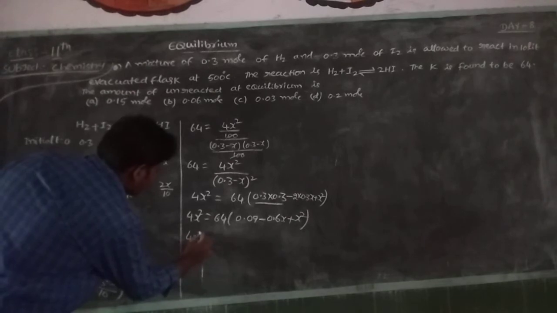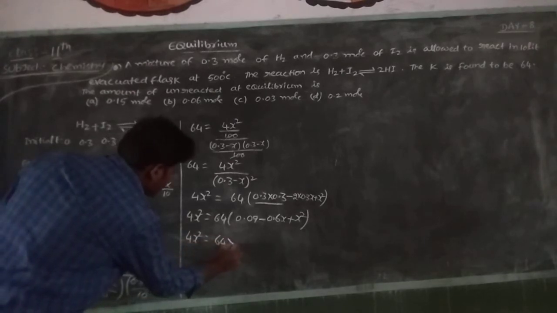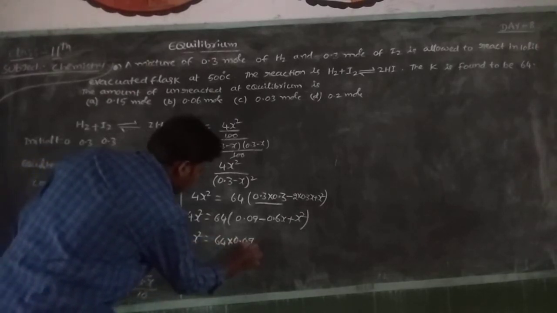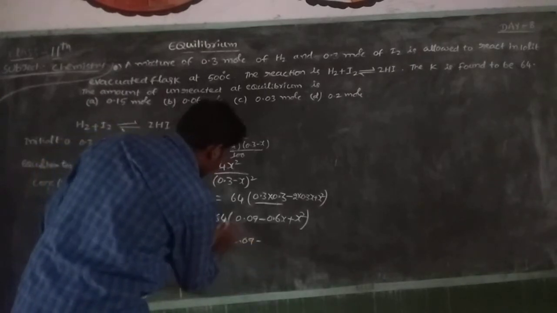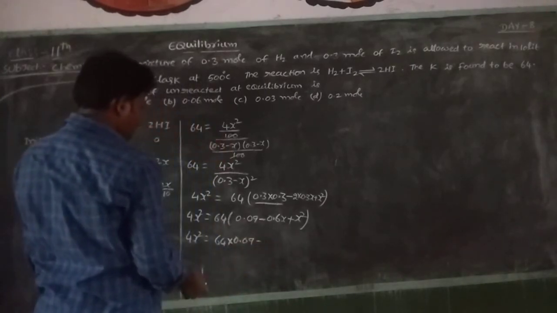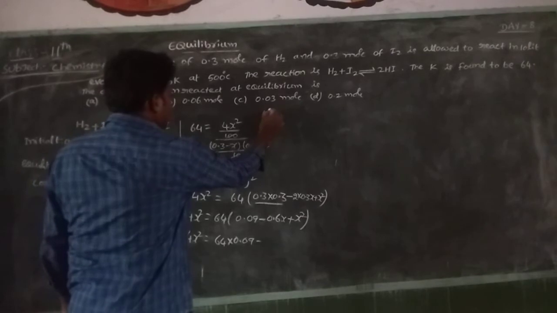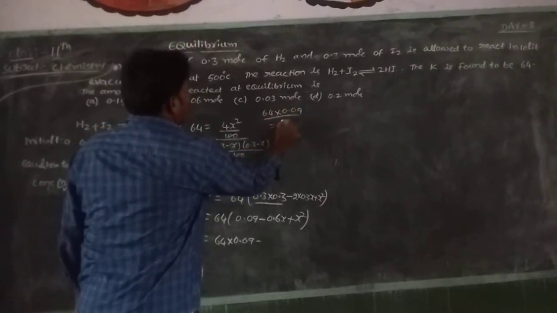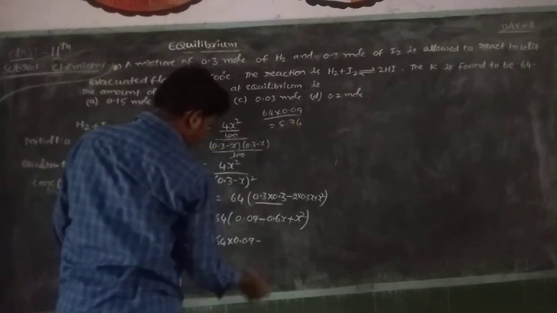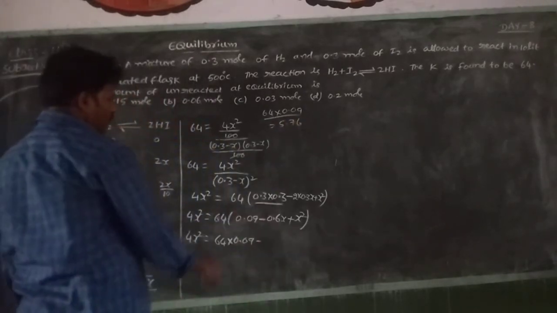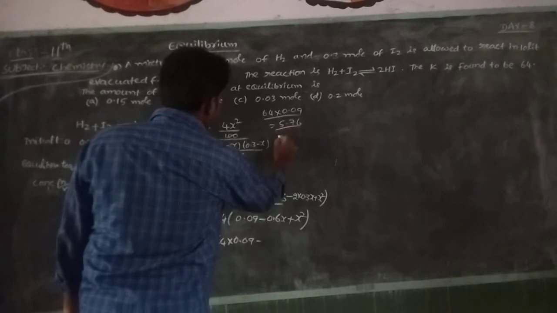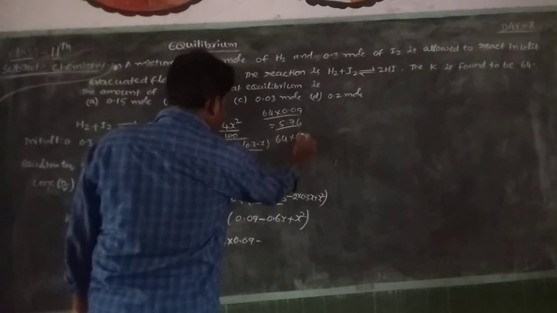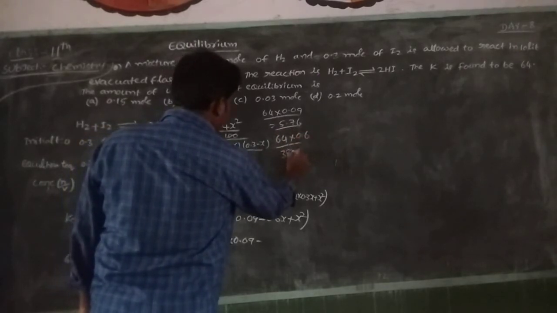4x square is equal to 64 into 0.09, minus 64 into 0.6x, plus 64x square. 64 into 0.09 is 5.76, minus 64 into 0.6. 64 into 0.6 means 38.4.